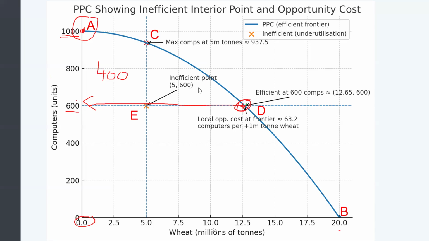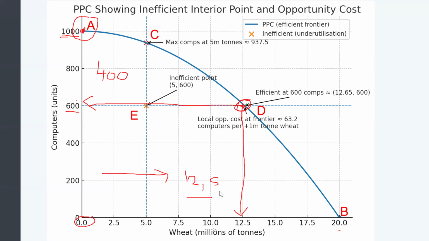But in losing 1,000 computers, what did they gain? At point D, do you see? Now they have got 12.5 million tons of wheat. So they gained 12.5 million tons of wheat.